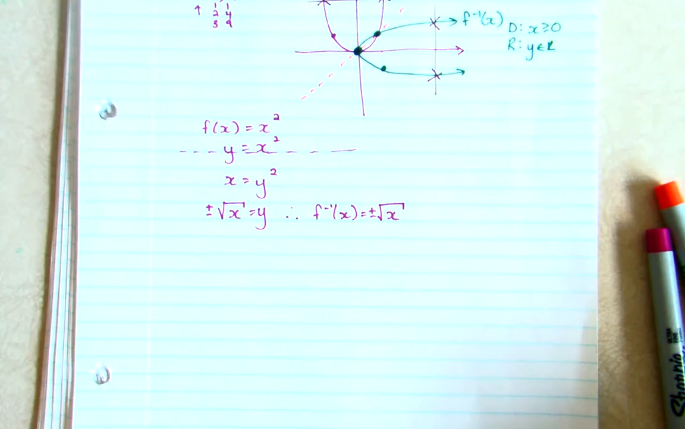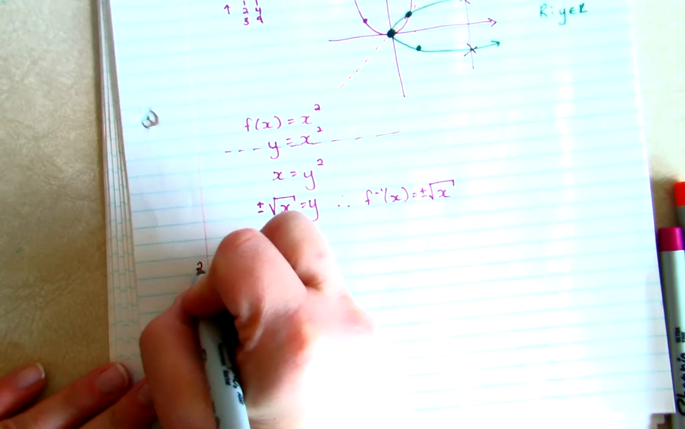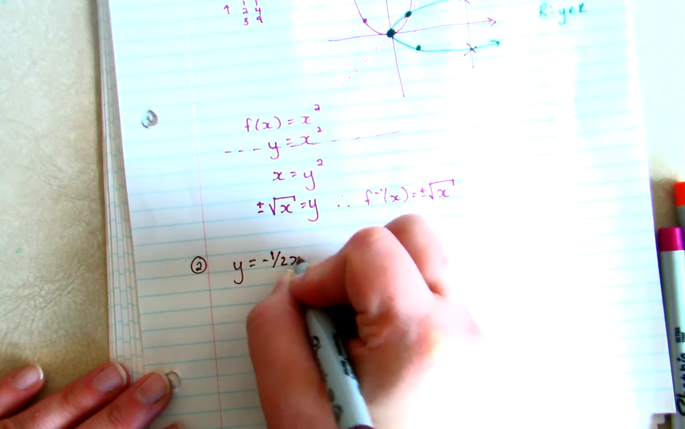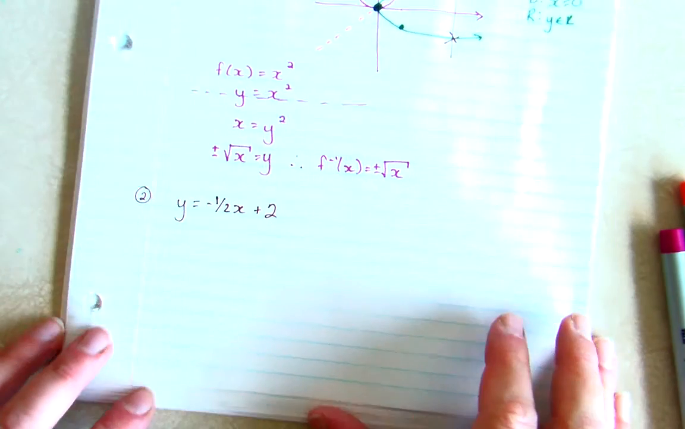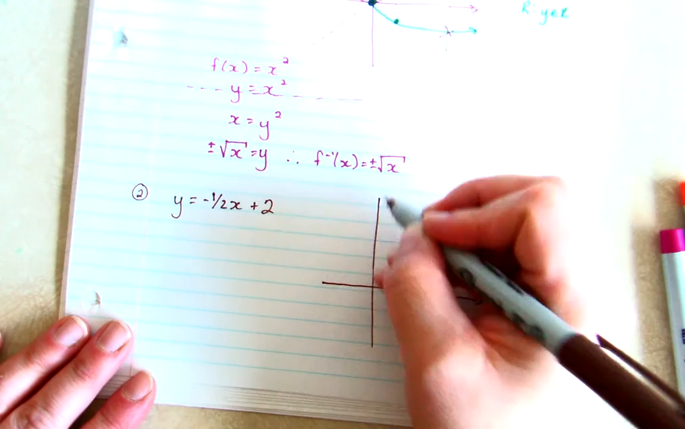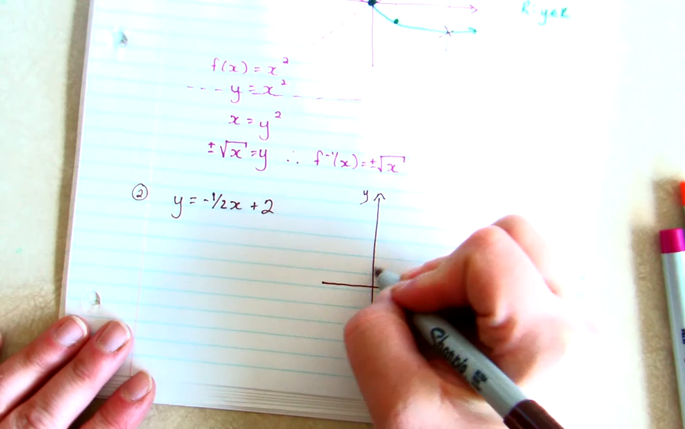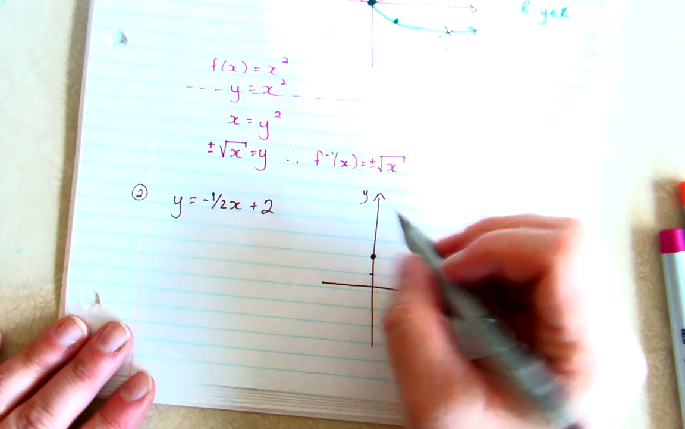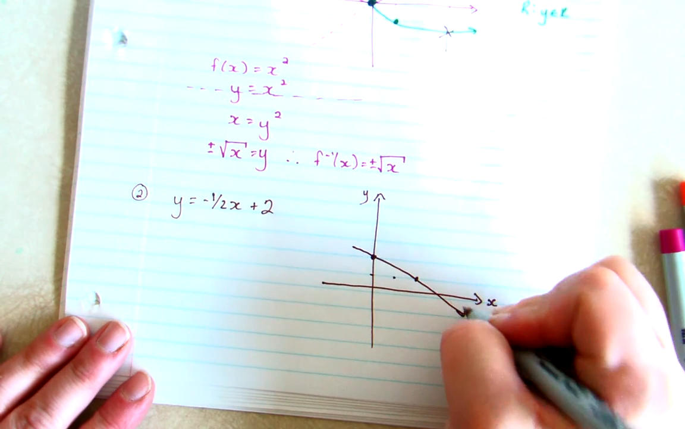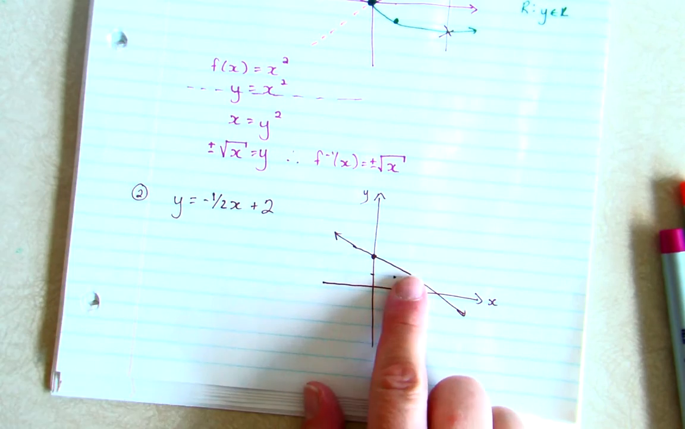I'm going to do one more, working with a line. So y equals -1/2 x plus 2. If I were to ask to graph this, a sketch is fine, but my y-intercept is positive 2, and my slope is down 1 over 2, or up 1 back 2. This is 1-to-1. It is a function.